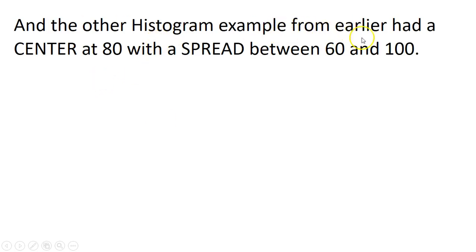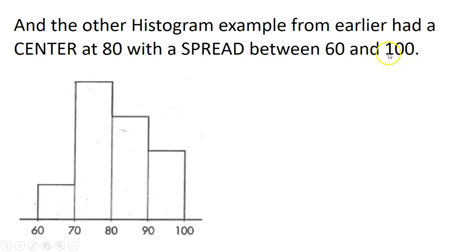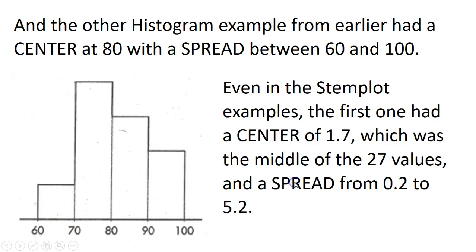And the other histogram example from earlier had a center at 80 with a spread of 60 to 100. And why? Because if we separate all these, this is about 1, 2, 3, 4, 5, right here. 80 is the center. That's about half, and that's about half right there. All right, and the spread was between 60 and 100.